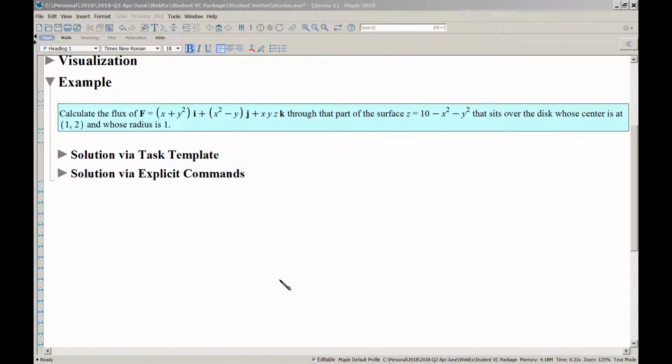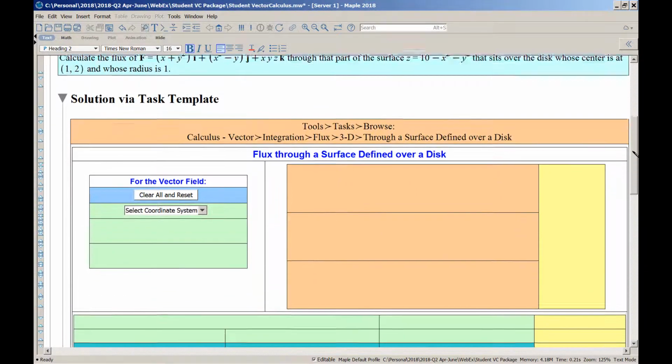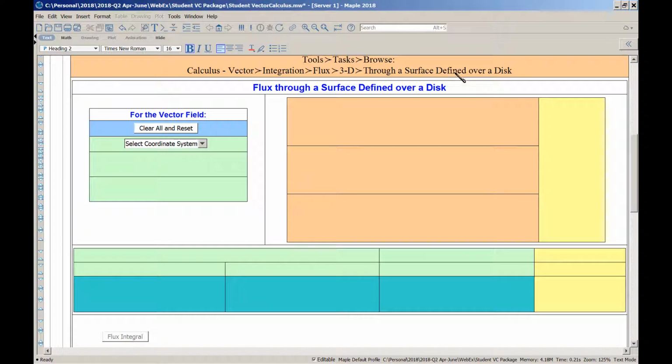Having built all this machinery, we should do an example to see how it works together. So here's the calculation of a flux through a surface, three-dimensional, Cartesian. The vector field is here. This is the surface, but it's only that portion of the surface that sits over the disk whose center is at 1, 2 and has radius 1. So I'm going to do a solution with a task template. I showed you where they were. There's the path to it.